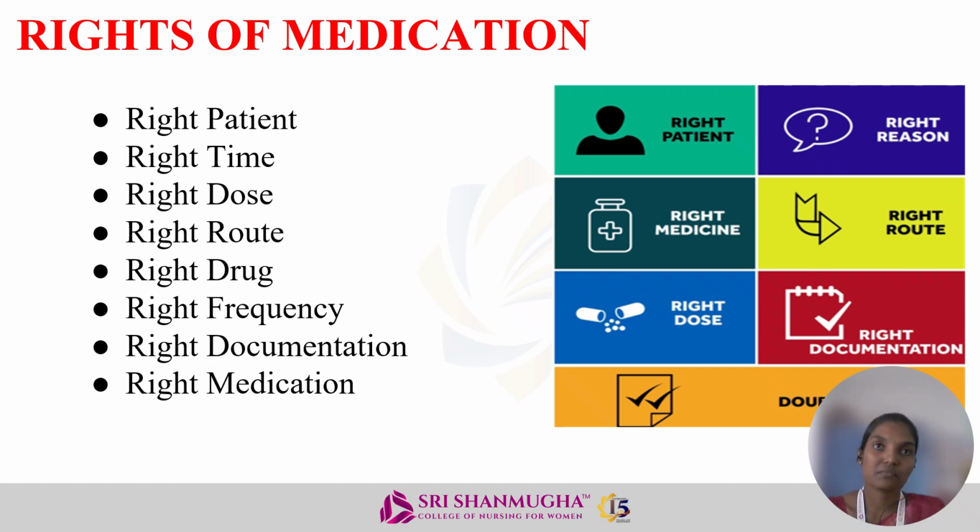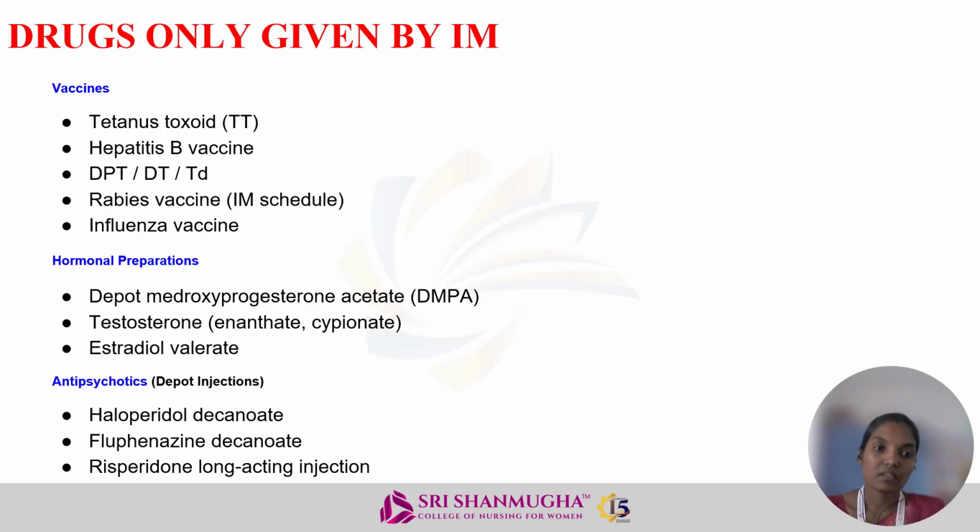For example, if the IM is ordered for 6 a.m., we have to administer at 6 a.m. only, not 7 a.m. or 8 a.m. That is the wrong time to administer. Next, right dose. Right dose means whatever dose the doctor prescribed, we have to give that dose. Next one, right route. Whatever route the doctor mentioned, only in that route we have to give. Next, frequency and documentation. Documentation is the major and most important thing. This is a legal document, so we have to document everything.